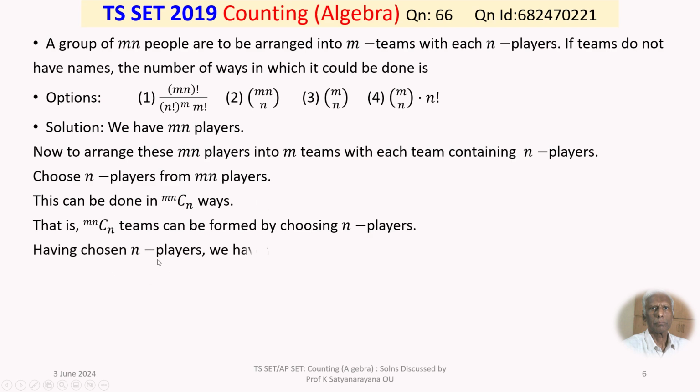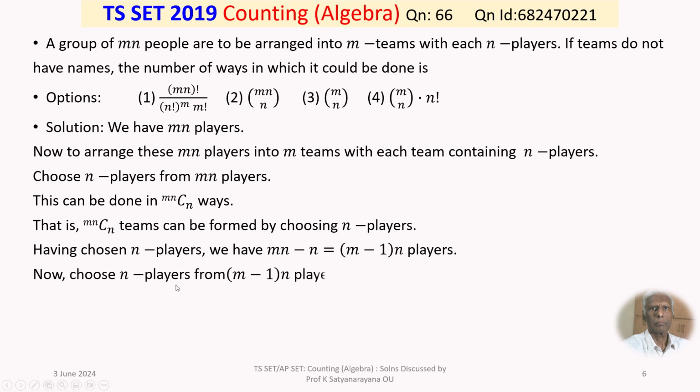Now having chosen n players, how many remain? mn minus n, that is m minus 1 into n players. Now from these m minus 1 into n players, we choose n players again. This can be done in m minus 1 times n Cn ways. So far how many players have you chosen? First n players, second time n players. In all 2n players you have already chosen.